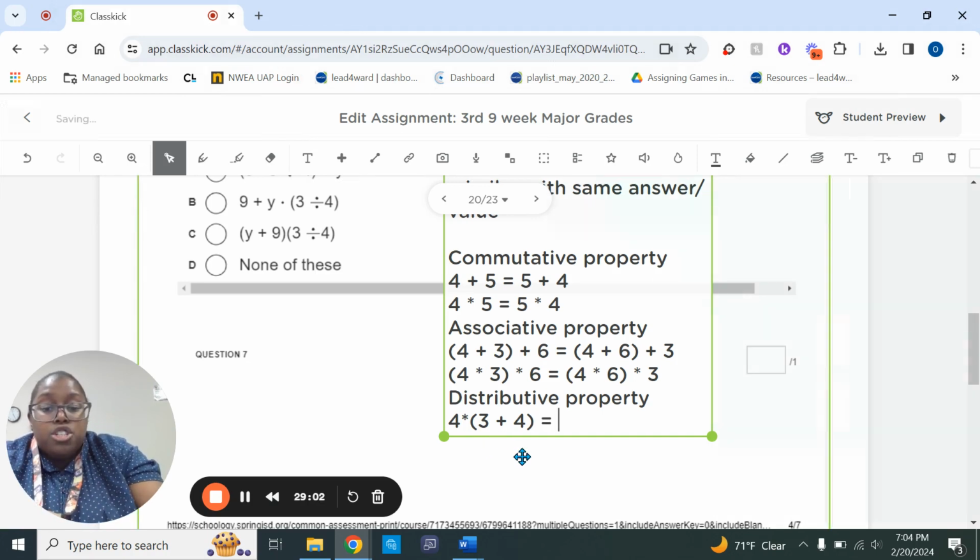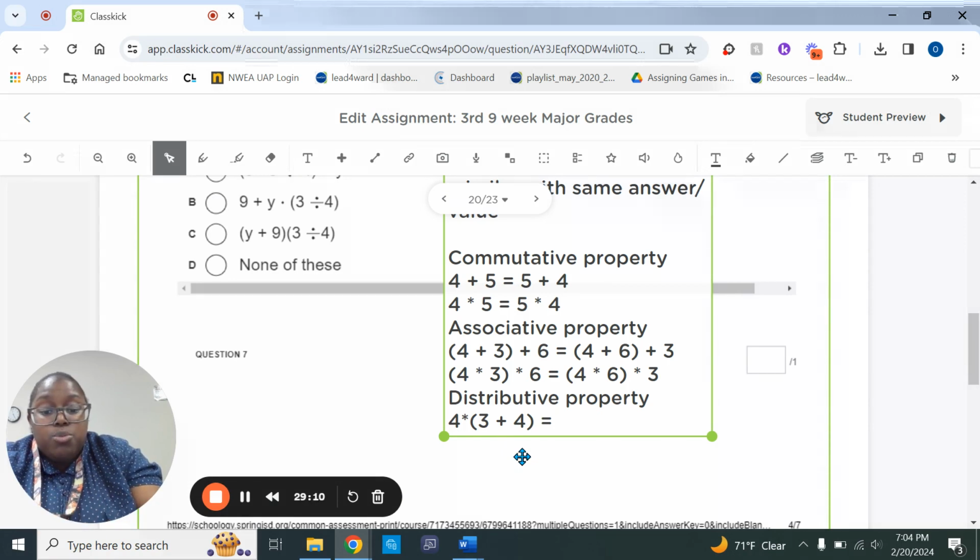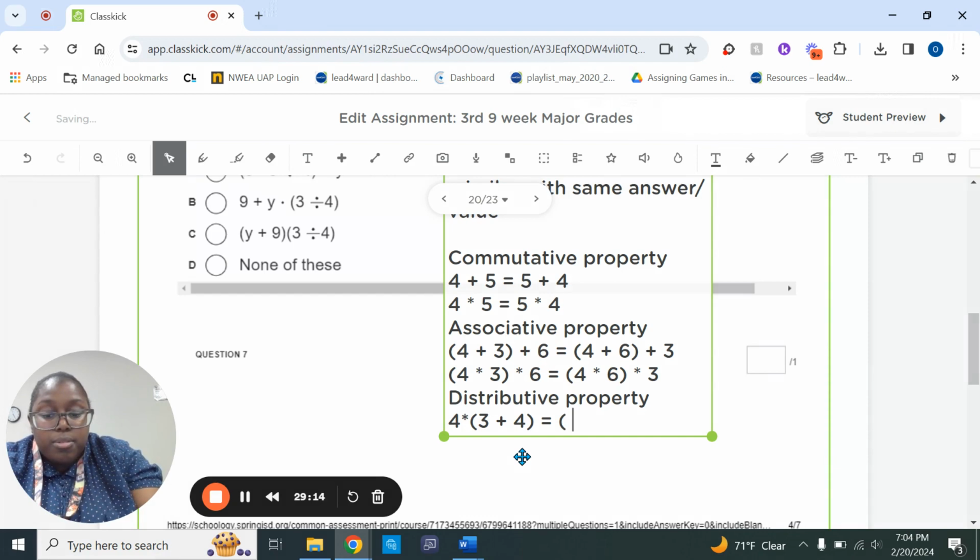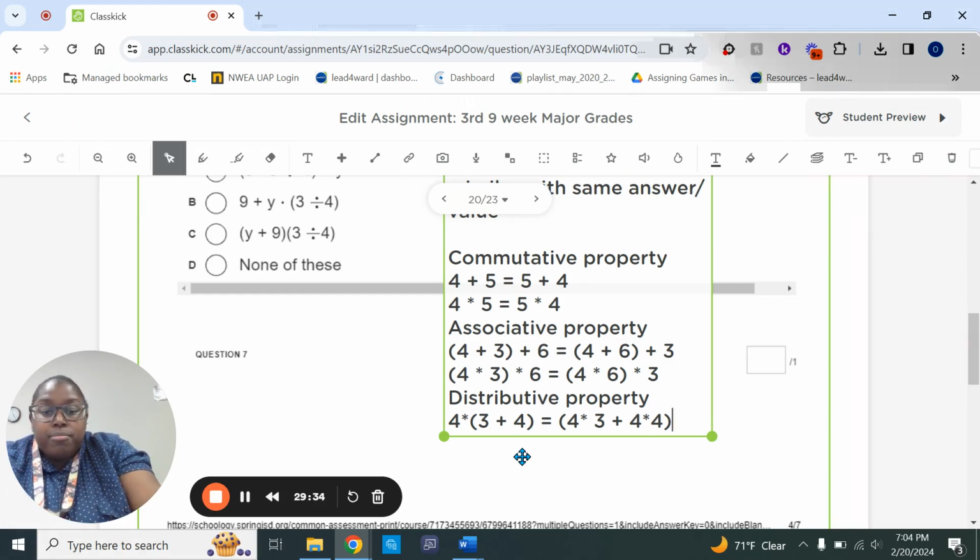All right. So if you have a number touching a parentheses, which means those two things need to be multiplied together, you can simply multiply everything inside the parentheses by that number. And you would still get the same answer. Now, if you're like, no, you won't, well, let's try and see.